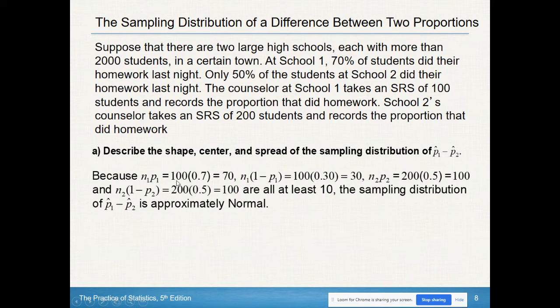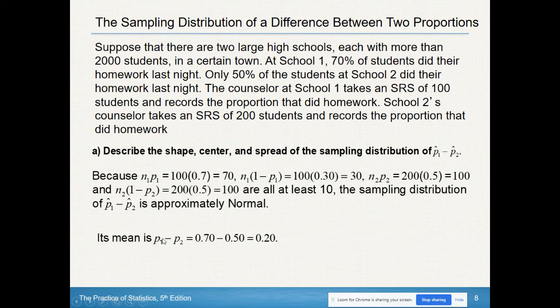Well, N1 P1, that would be 100 times 0.7, that's 70. And N1 times 1 minus P1 would be 30. Both of those are more than 10. N2 P2 would be 200 times 0.5, which is 100. And the other one would be 100 as well. And all of those are at least 10. So the sampling distribution of P hat 1 minus P hat 2 is approximately normal.